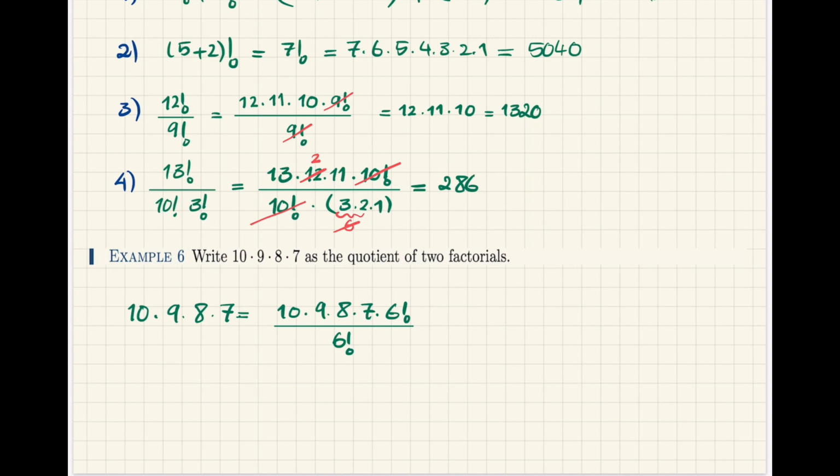So what I have done, I have rescaled this expression by 6 factorial. The denominator I keep as it is, because I am supposed to write it as the quotient of 2 factorials. In the numerator, hopefully everyone agrees that 6 factorial means the product of 1 up to and including 6, and then I am continuing up to 10, so the numerator is nothing except 10 factorial.